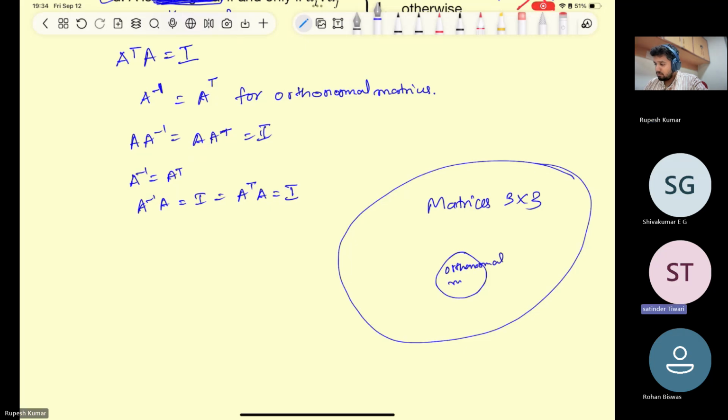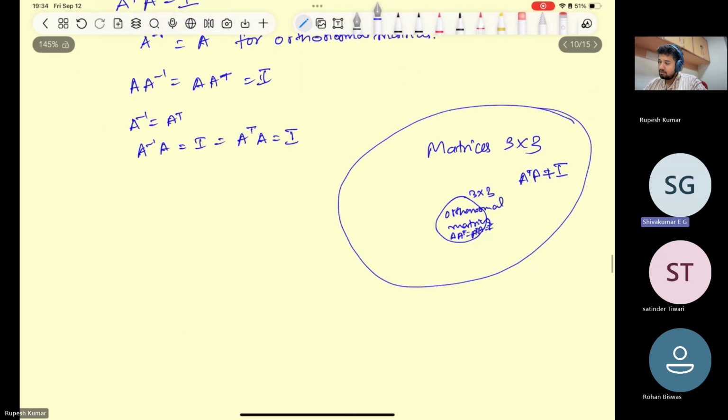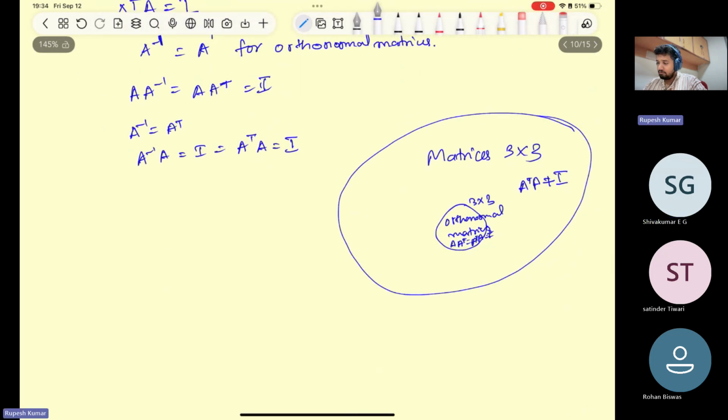Same thing. For the orthonormal matrices, this condition holds: A into A transpose equals A transpose into A, which is identity. For other cases, it will not be. A transpose A will not be identity. But there is a set where you will get this. So that's what I'm saying. Is this clear?